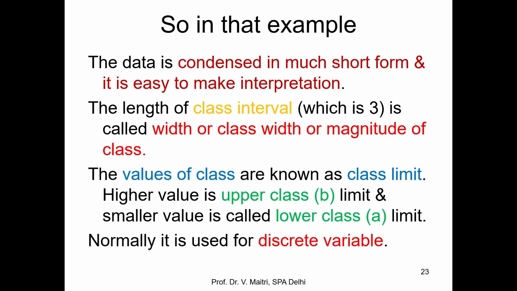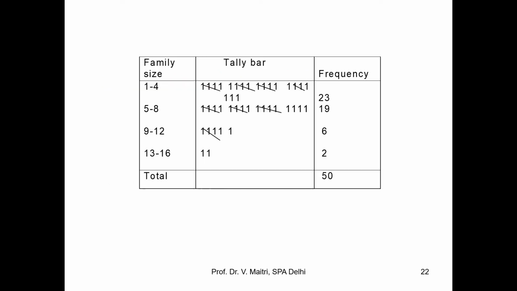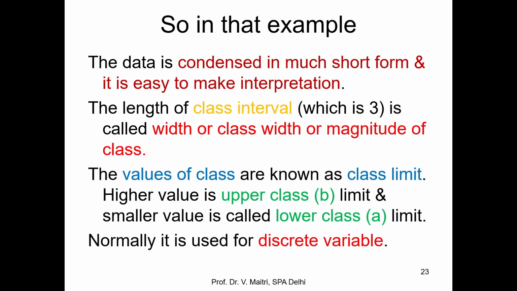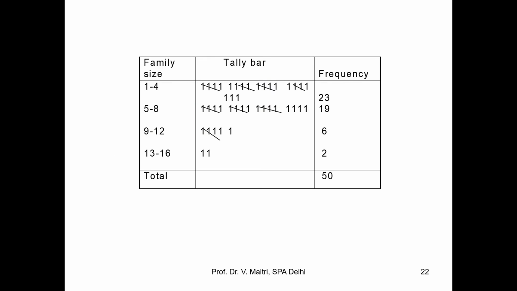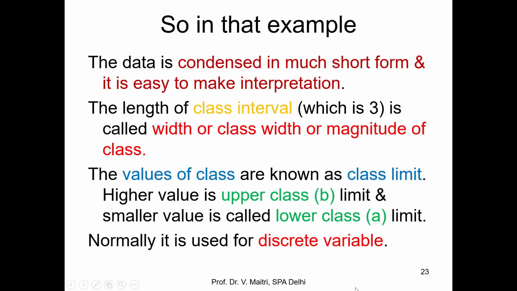This was a discrete one. Mind it, this is a discrete one. Now here we have condensed data, and the length of the class interval is 3. What is that? 1 to 4: 4 minus 1, 3. 8 minus 5, 3. 12 minus 9, 3. 16 minus 13, 3. That's why in place of 15 we have written 16. And this 3 is called the width or class width or magnitude of the class.